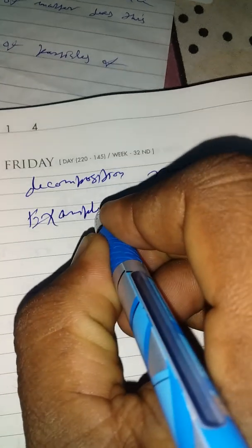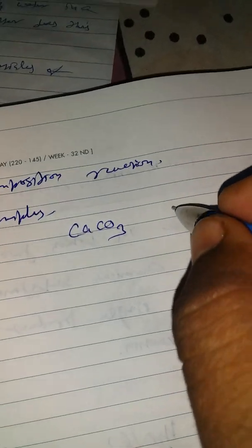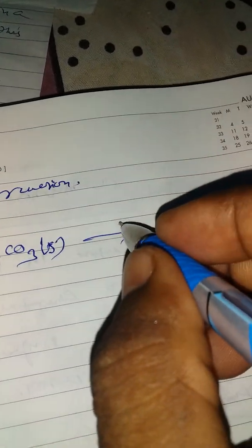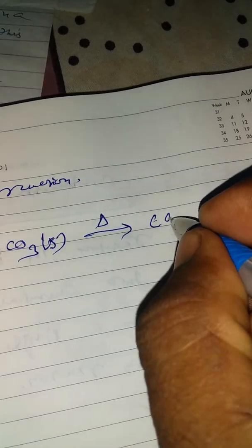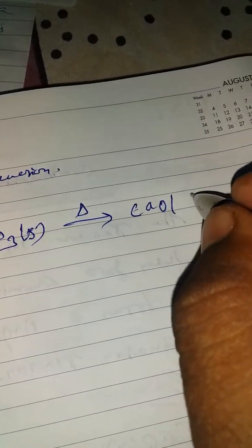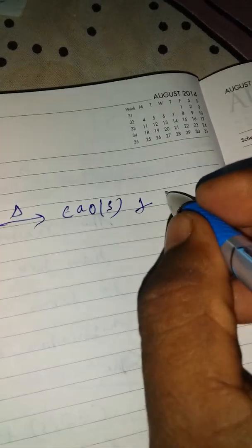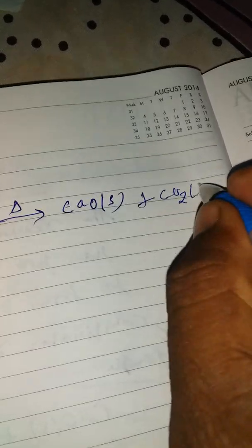Example, calcium carbonate exists in the form of solid. When heated, for heating we use the sign capital delta, after heating it converts into two simpler parts as calcium oxide, quicklime, plus carbon dioxide in the form of gases.